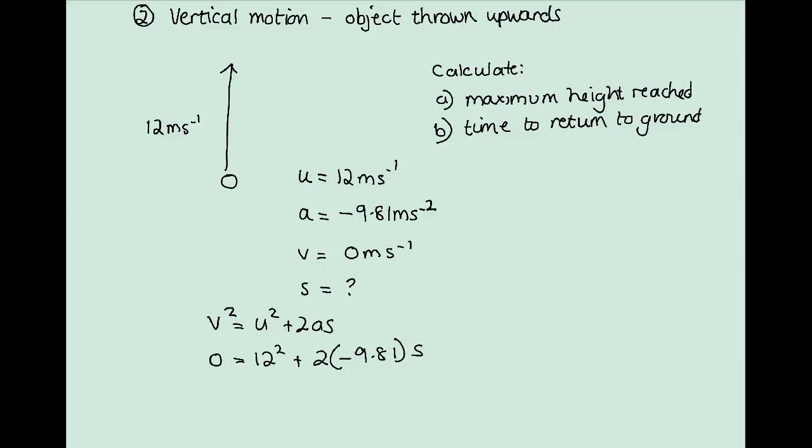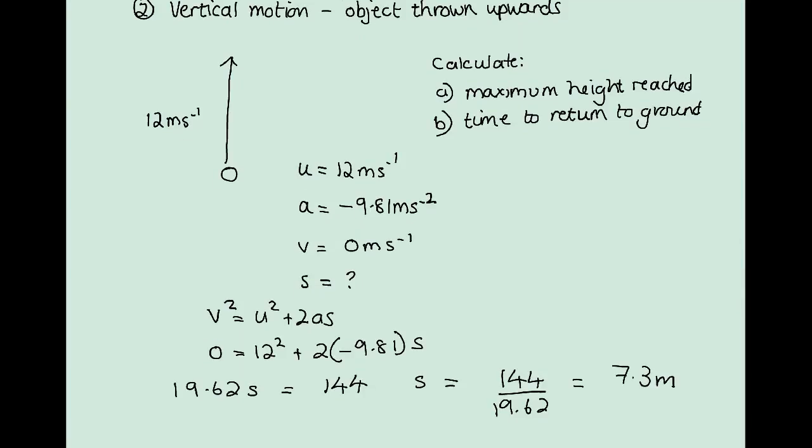When we rearrange this though, this part here, when we move it to the other side, it's going to lose its negative sign. So let's just do that now. 2 times 9.81 is 19.62, and 12 squared is 144. So that gives us a displacement of 144 over 19.62, which is 7.3 meters for our maximum height.